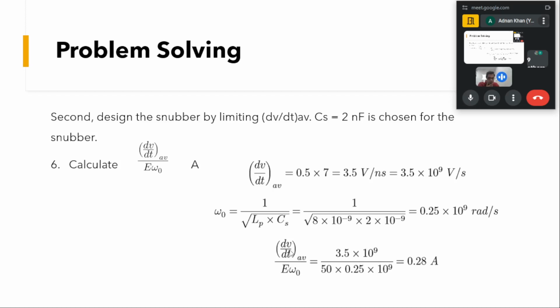And now if you take the ratio of these two, dV by dt average divided by omega naught, and E we know is around 50, and if we calculate the ratio it comes out to be 0.28 amperes. So this is the answer to this. This is how you have to do the calculation if such a question is given in the problem set. So 0.28 amperes is the answer.